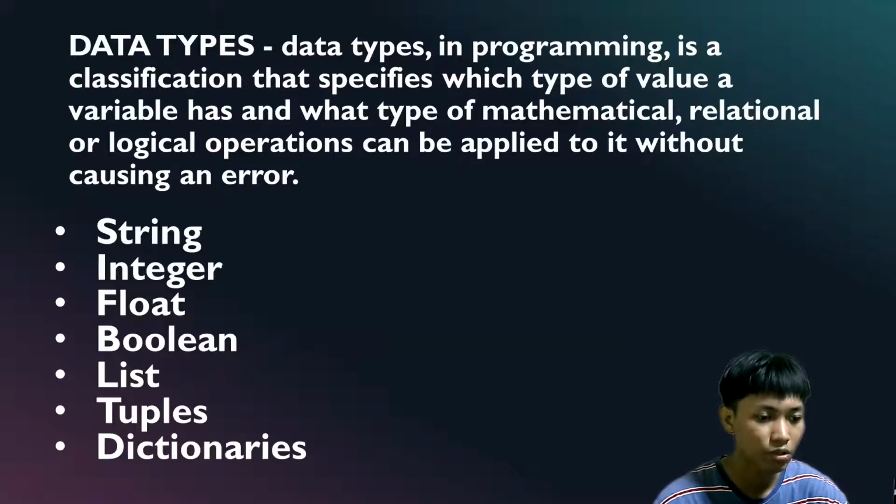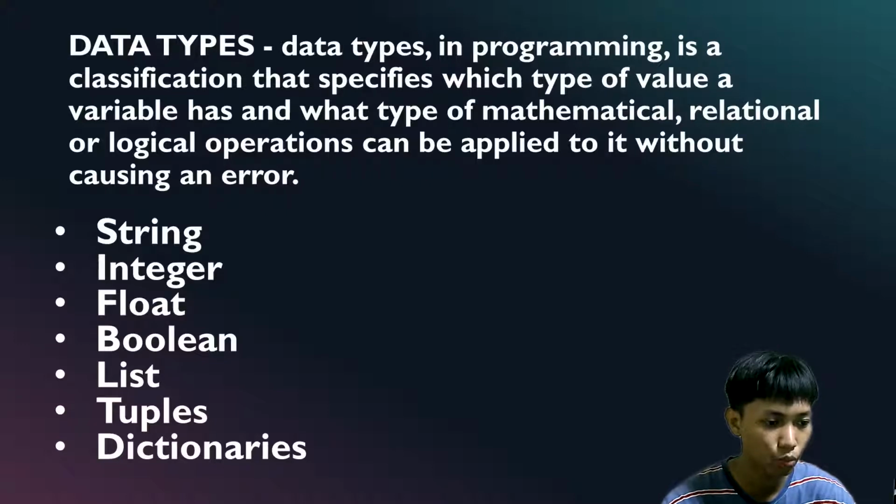The first basic element of Python is data types. Data types in programming is a classification that specifies which type of value a variable has and what type of mathematical, relational, or logical operations can be applied to it without causing an error.